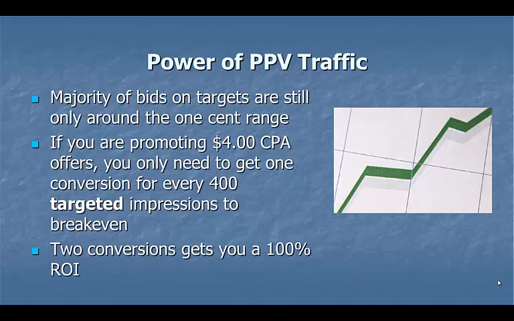Okay. Now, when I talked about the power of pay-per-view traffic, if you're promoting, let's say, a $4 CPA offer, you only need to get one conversion for every 400 targeted impressions to break even. Think about that. If you're bidding a penny for every single impression and you're bidding on very, very targeted impressions, let's say all your competitors' URLs, you only really need to get one conversion to break even. And trust me, if it's targeted traffic, you'll get way more than one conversion. I talked about this earlier, that I was bidding on one target getting a 100% ROI because that's how targeted it was. On this particular example, just two conversions will get you double your money back or a 100% ROI. And that really is the power of pay-per-view traffic.